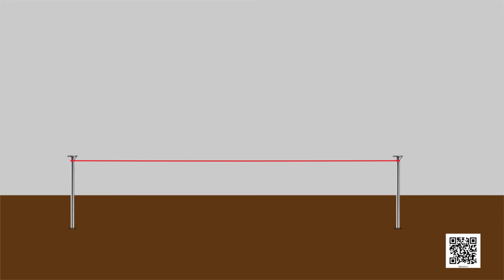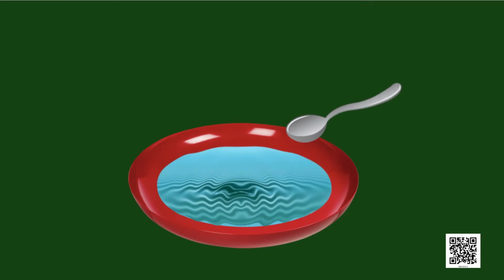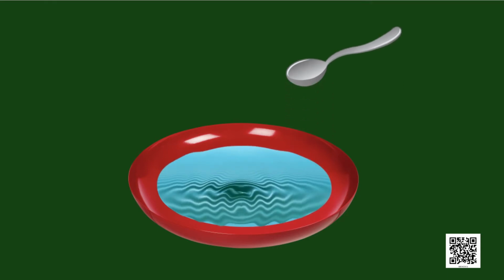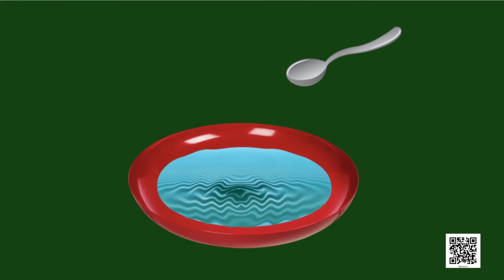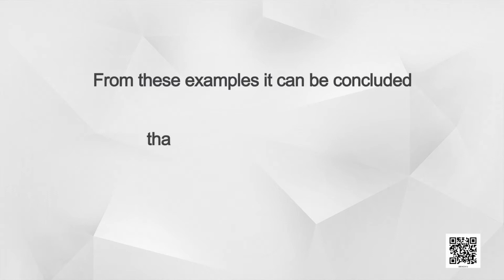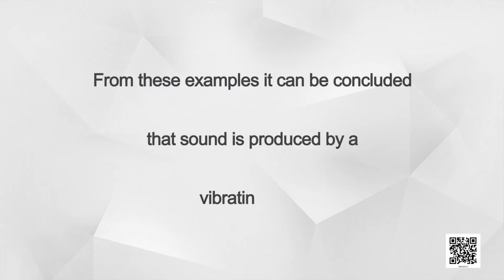Let's see one more example. Take a metal dish, pour water in it, and strike it at its edges with a spoon. Look at the surface of the water. You have seen that waves are produced in the water due to vibration of the dish. From these examples, it can be concluded that sound is produced by a vibrating body. Can you think of any other example for this?